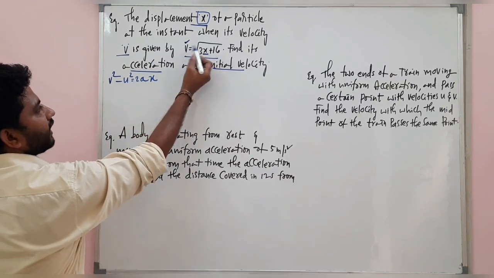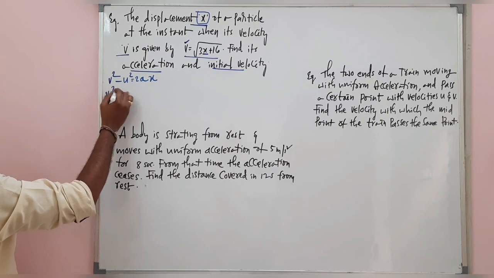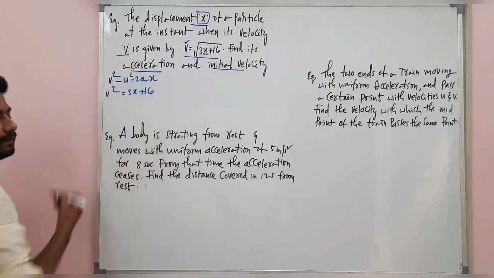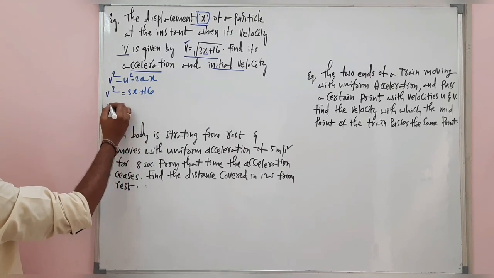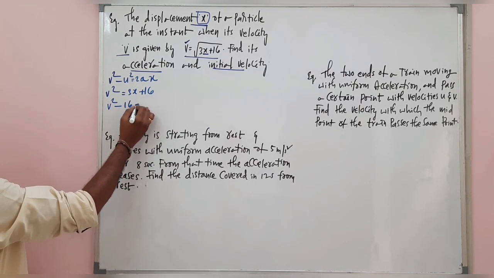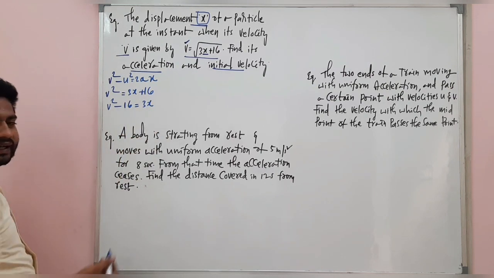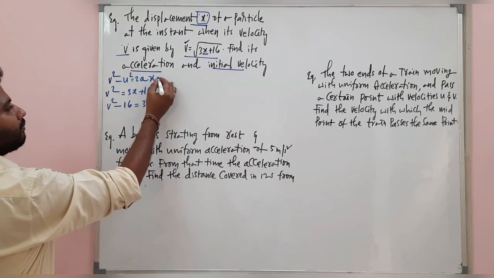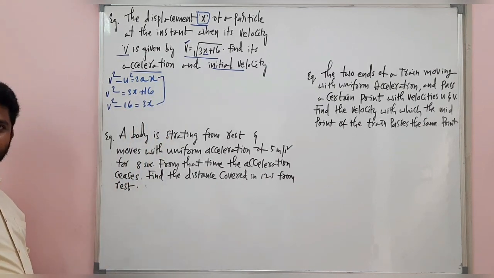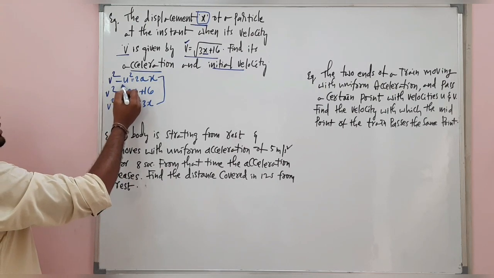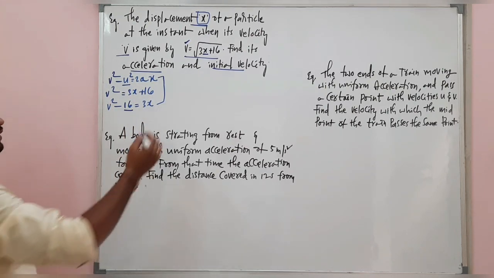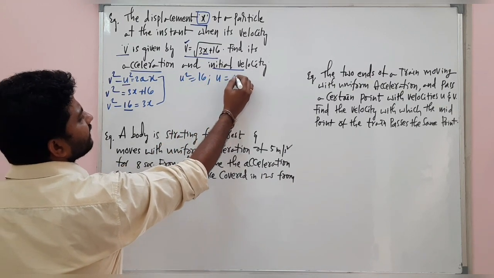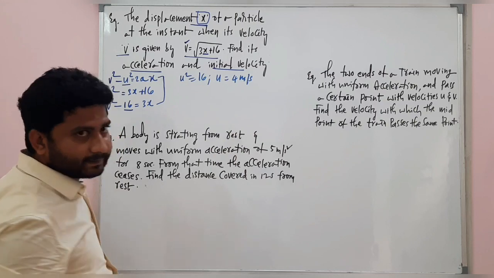If you apply square on both sides, that will be v square is equal to 3x plus 16. This equation I can write as v square minus 16 is equal to 3x. Can I write like this? So you can compare these two equations, yes or no? So u square is equal to 16. Understand? So that means initial velocity is 4 meters per second.